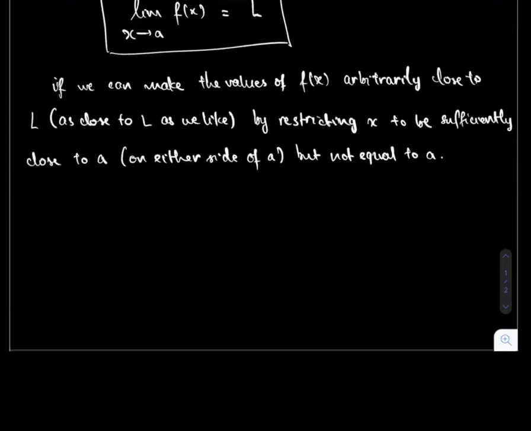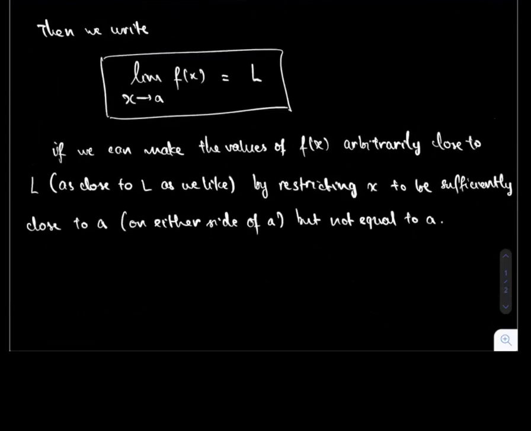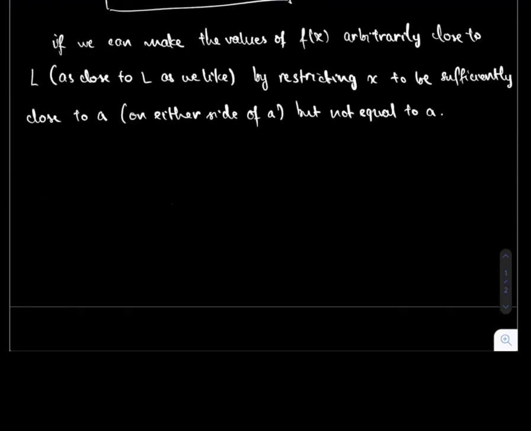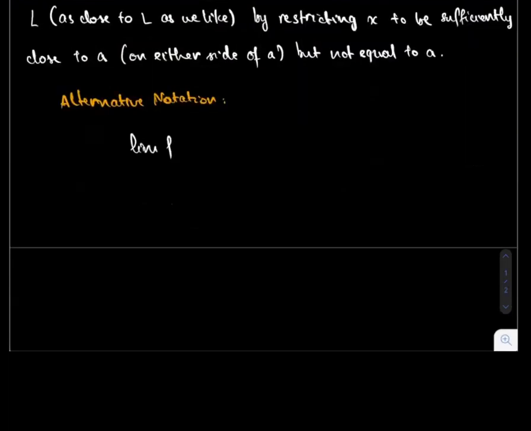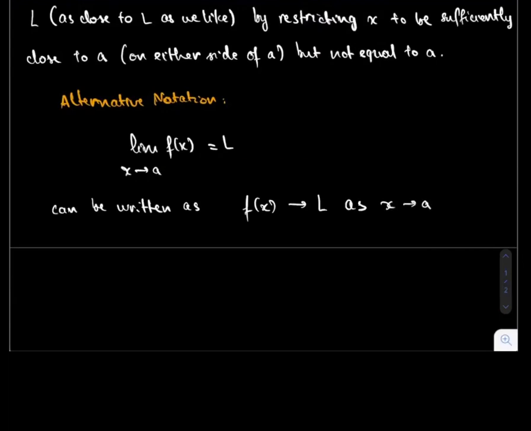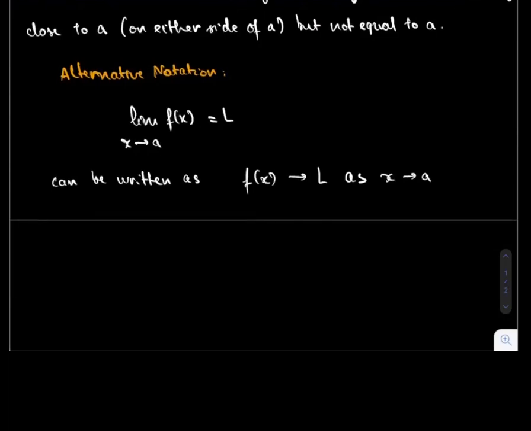So this is the limiting value of f equal to L as x approaches a, but there's another way to write it, an alternate notation. The limit of f of x equal to L as x approaches a can be written as f of x goes to L as x approaches a. Those are the two notations you might want to look at. Once again, when you find the limit of a function, you never want to consider x equal to a exactly, but you want to find something close to a.